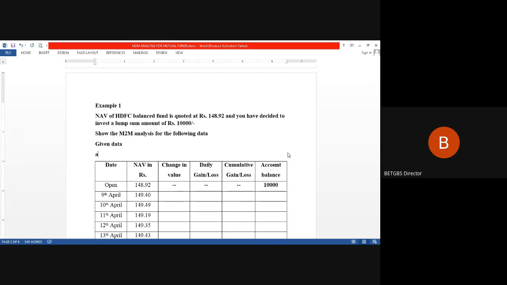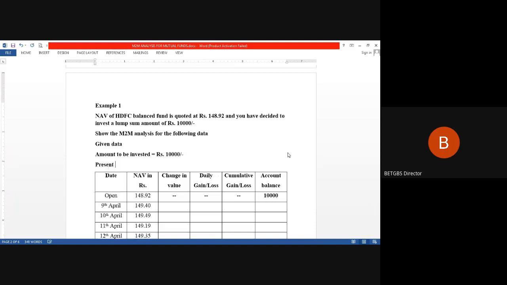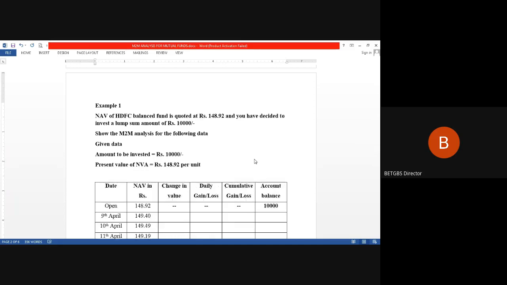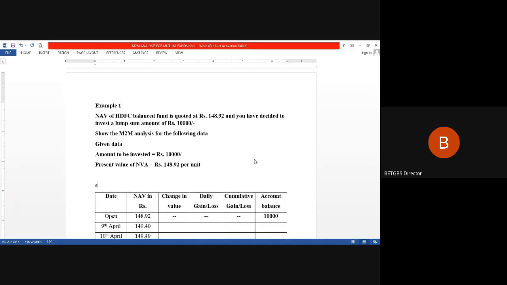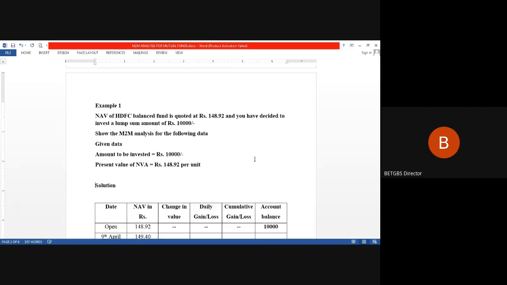Given data: the amount to be invested is equal to rupees 10,000. The present value of NAV is equal to rupees 148.92 per unit. Now what we have to do, we have to find out the solution.